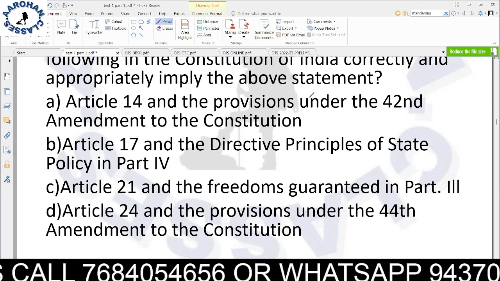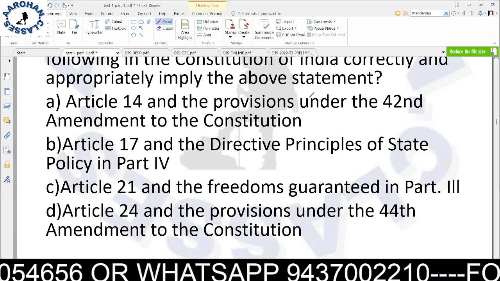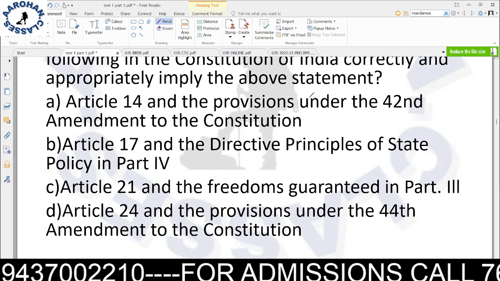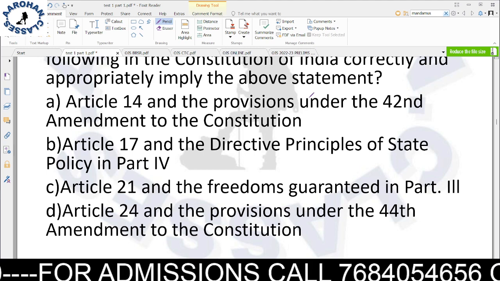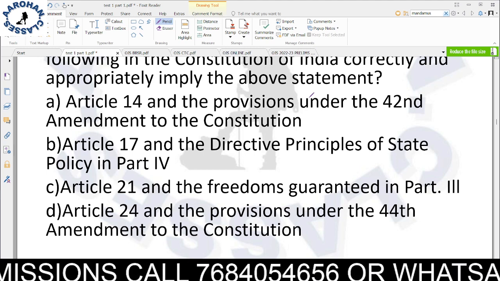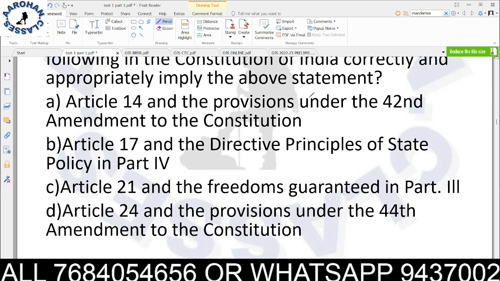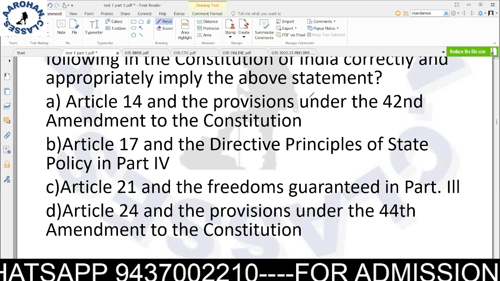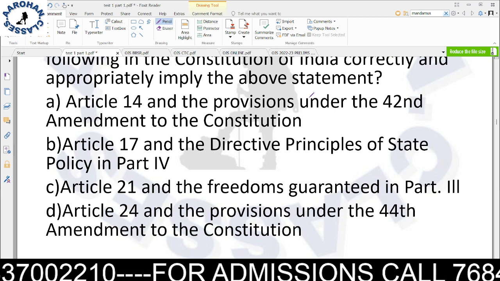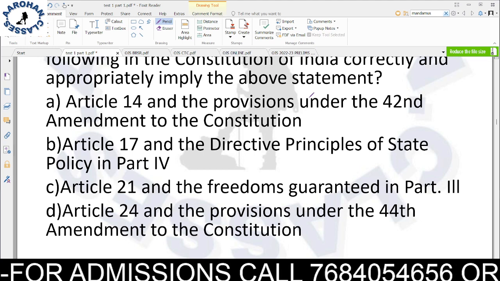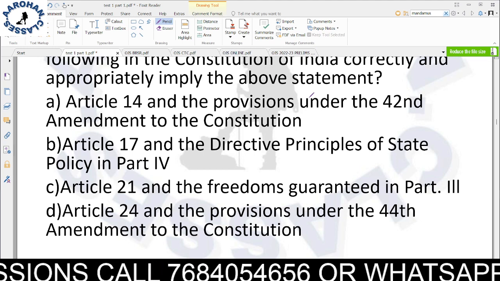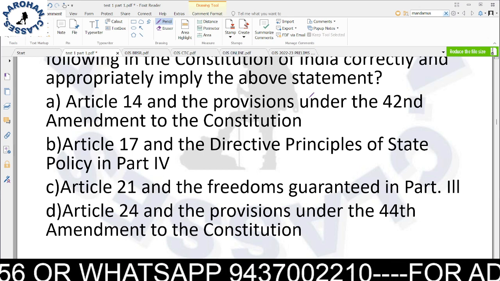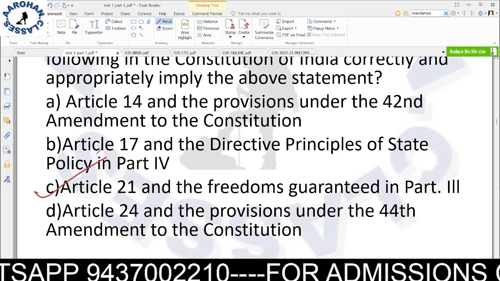Then C: Article 21 and the freedoms guaranteed in part 3. Okay, so that is your right to life and personal liberty. Then D: Article 24 and the provisions under 44th Amendment Act of the Constitution. Okay, so Article 24 is prohibition of employment of children in factories etc. So obviously the answer is C. Okay, Article 21.